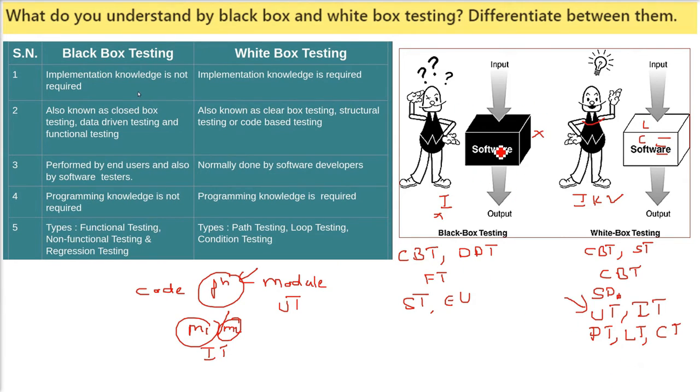But in black box testing, you just have to check the function. If you are putting in 2 and 3 to check the add function, and 5 comes out, it is okay for you. So this is functional testing. Functional testing, non-functional testing, and regression testing all come under black box testing. So these are the major differences between them.